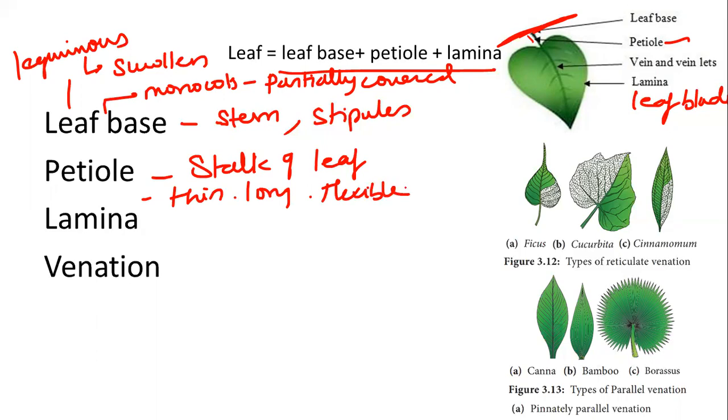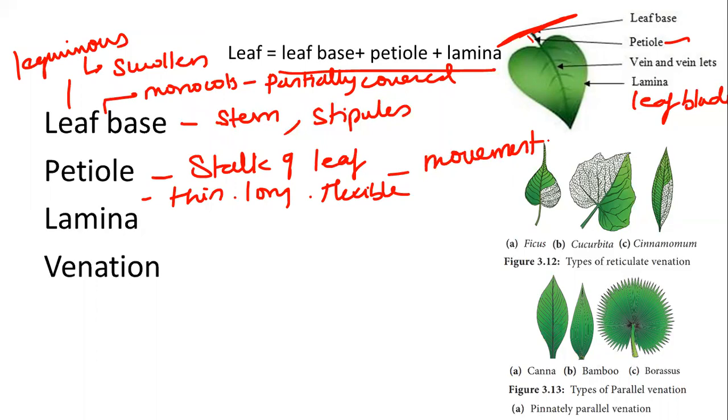It is thin, long, flexible, and it also allows the leaf to move in the wind and easily bring in fresh air. So this petiole helps in movement as well, to get fresh wind.